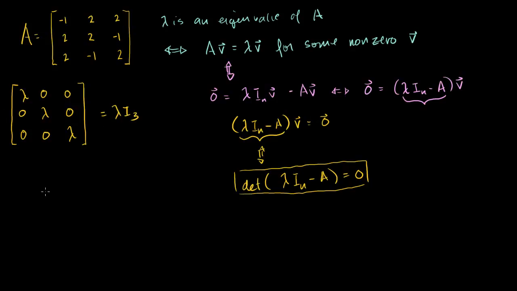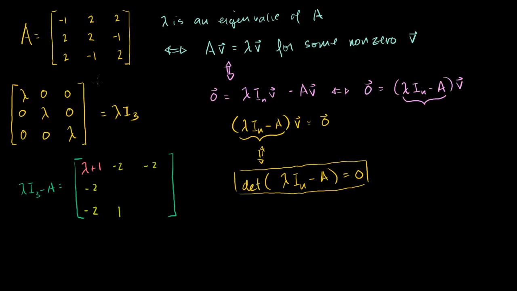Now lambda times the identity matrix minus A is actually pretty straightforward to find. Everything along the diagonal is going to be lambda minus that. Let's just do it. Lambda minus minus 1 is lambda plus 1. And then 0 minus 2 is minus 2. 0 minus 2 is minus 2. 0 minus 2 is minus 2. Let's do this one. 0 minus 2 is minus 2. 0 minus minus 1 is 0 plus 1, which is 1.